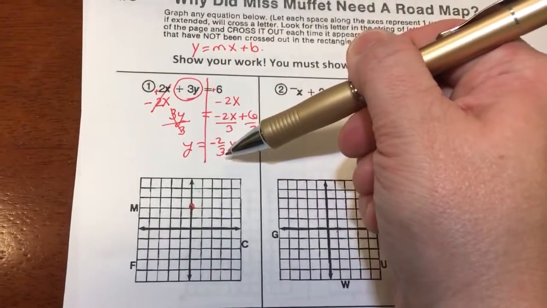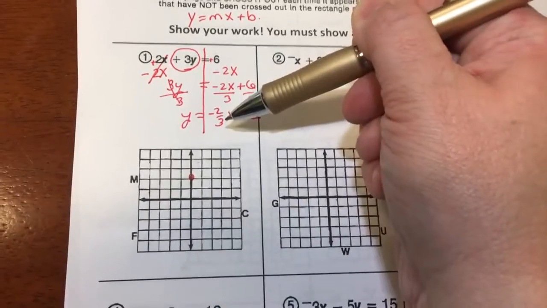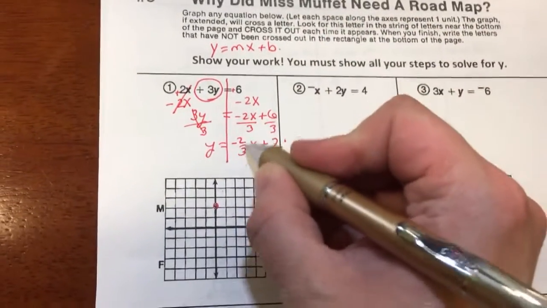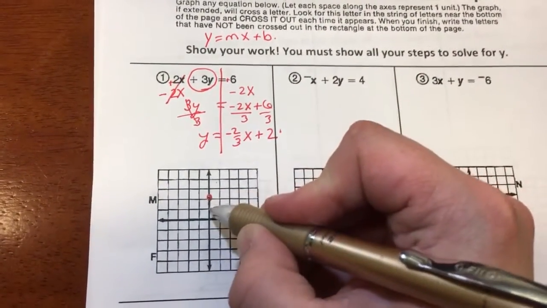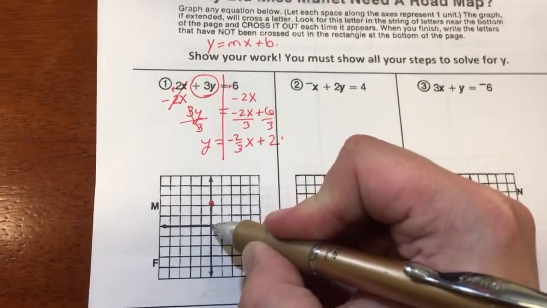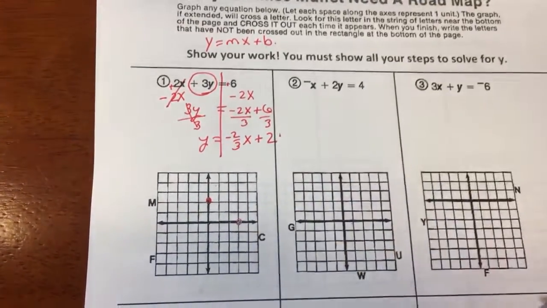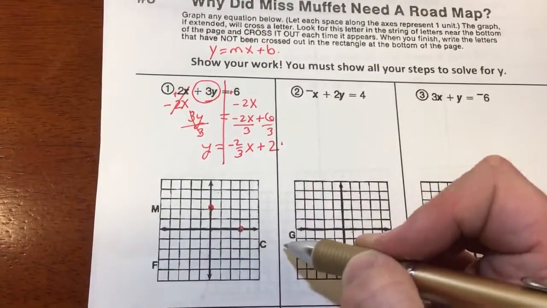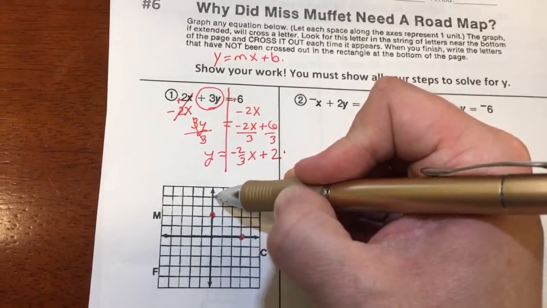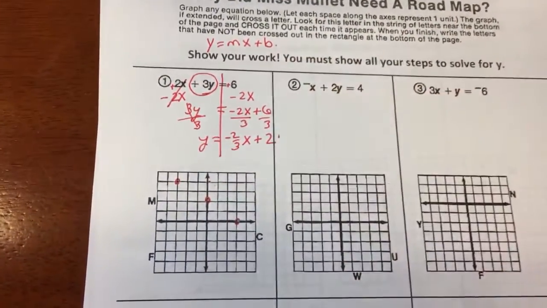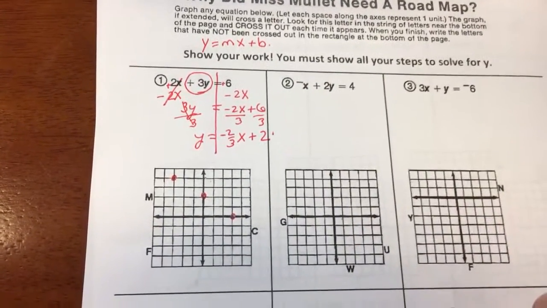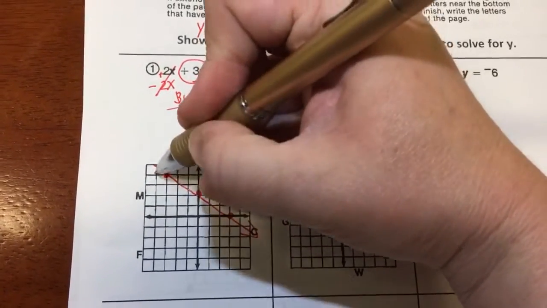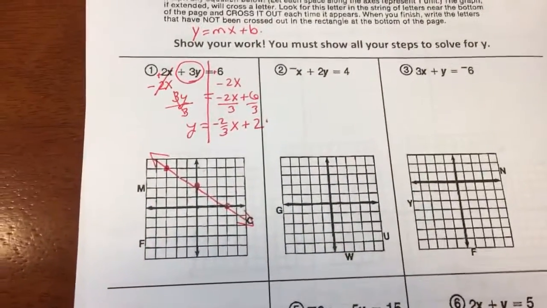My slope is a negative 2/3, so my line is going to be sloping down negatively. My rise over run, well, I have a negative 2, so I'm going to count down 2 and to the right 3. 1, 2, 3. Okay, so I can't count down 2 and over 3 again, but I can count up 2 and to the left 3, which is the same thing. And then I can draw my line. Put your arrows on it because it goes on forever. And then I'm done with number 1.